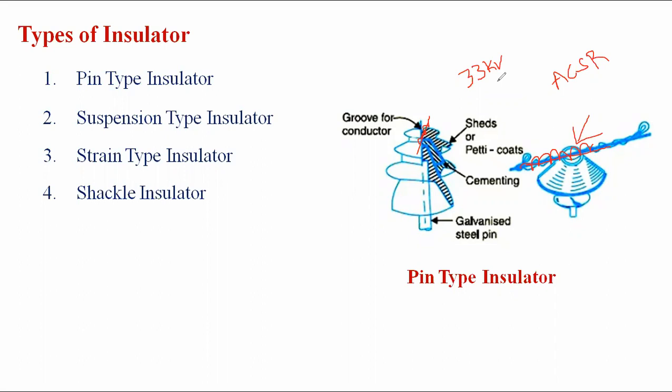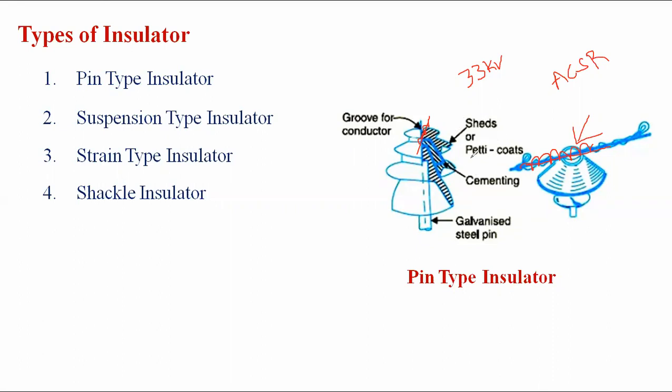And one more drawback, this pin type insulator is highly affected by lightning compared to the suspension or disc type insulator. Actually here the material used is porcelain. Before choosing the insulator, they check that there is no cracking of the insulator. On top of the material, varnish is applied.